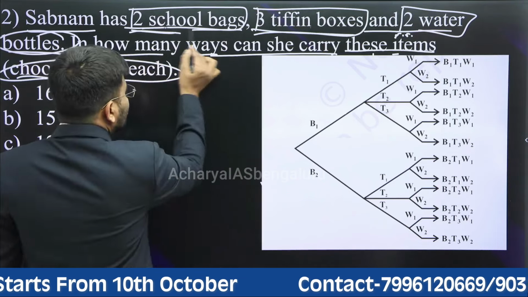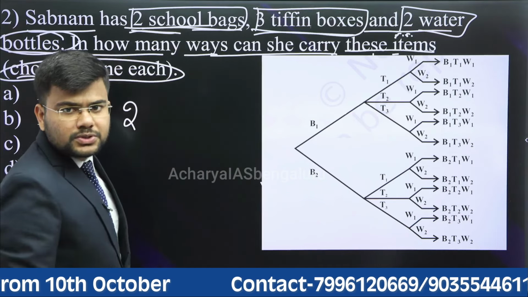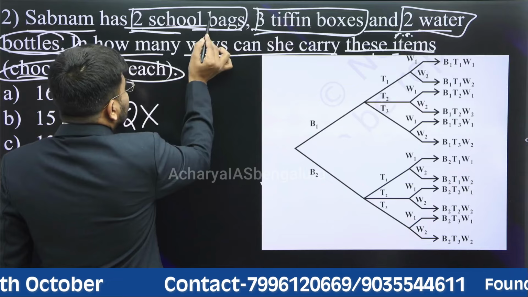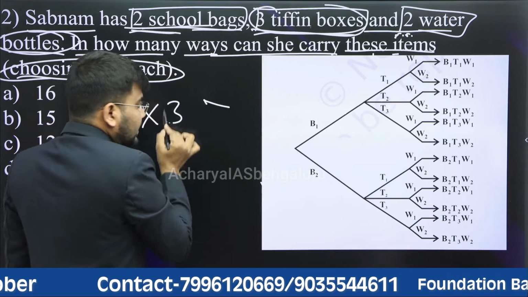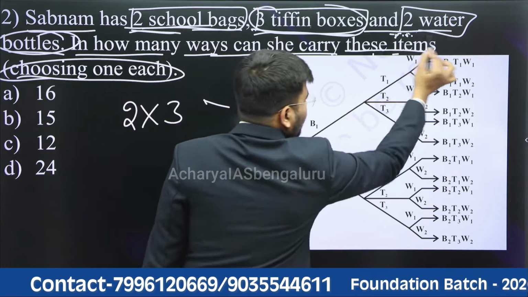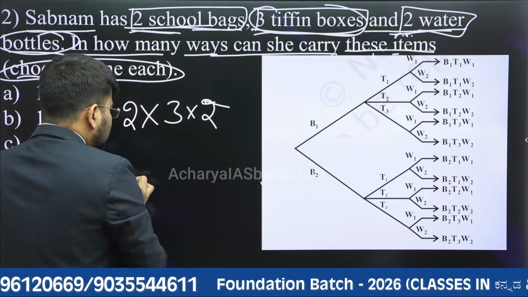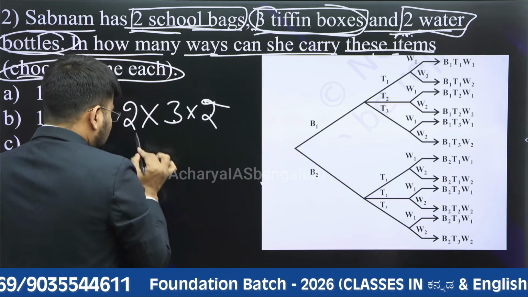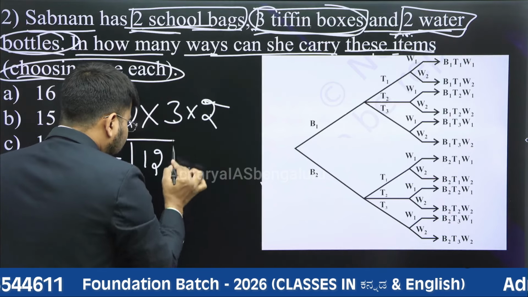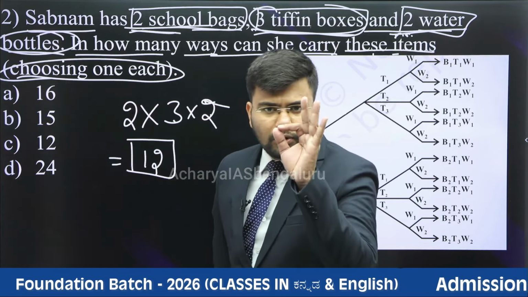School bags can be chosen in 2 different ways, tiffin boxes can be chosen in 3 different ways, and water bottles can be chosen in 2 different ways. So the answer would be 2 3s are 6, 6 2s are 12, would be the correct answer. I hope you have got it correct.